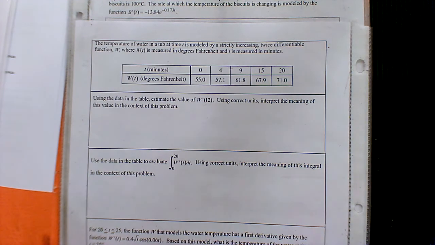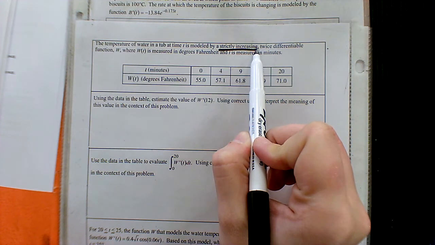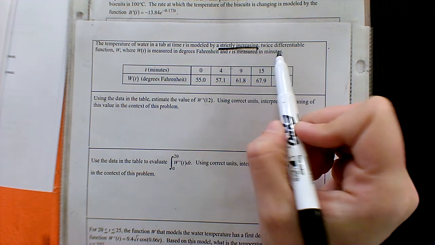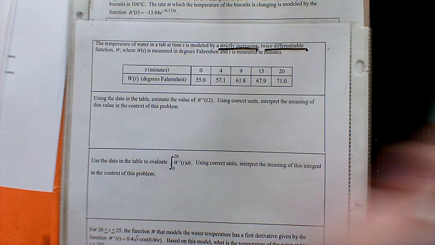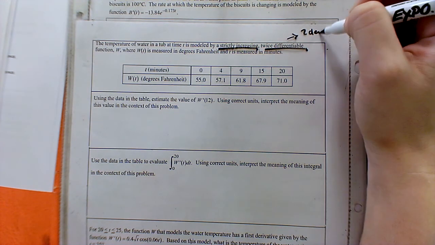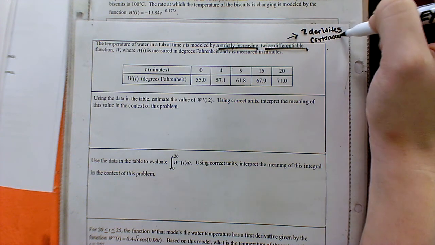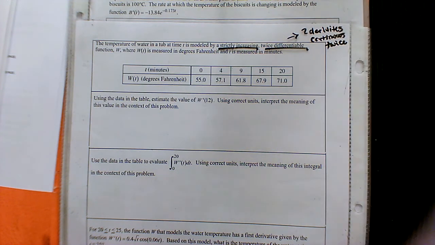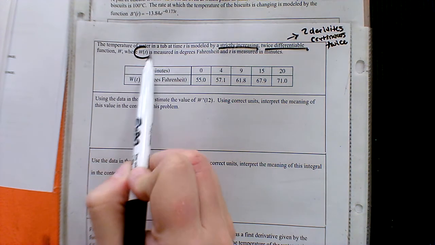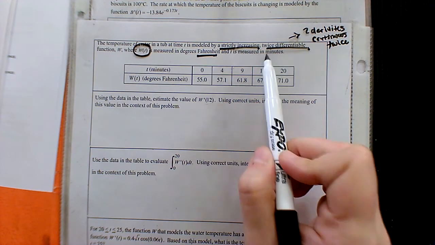The temperature of water in a bathtub at time t is modeled by a strictly increasing, okay, so only going up, twice differentiable function w. What does that mean? You take two derivatives, and it means it's continuous twice. Okay, so that means w of t, the original function is continuous, but also w prime is continuous. And temperature is measured in Fahrenheit and time is measured in minutes.